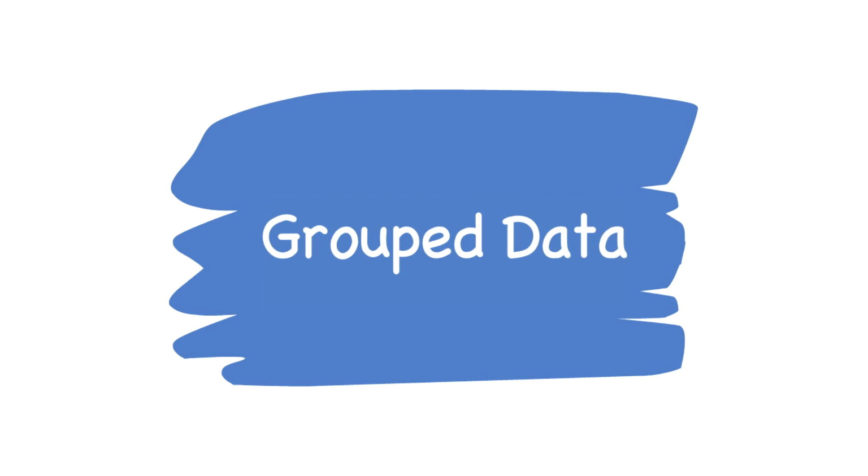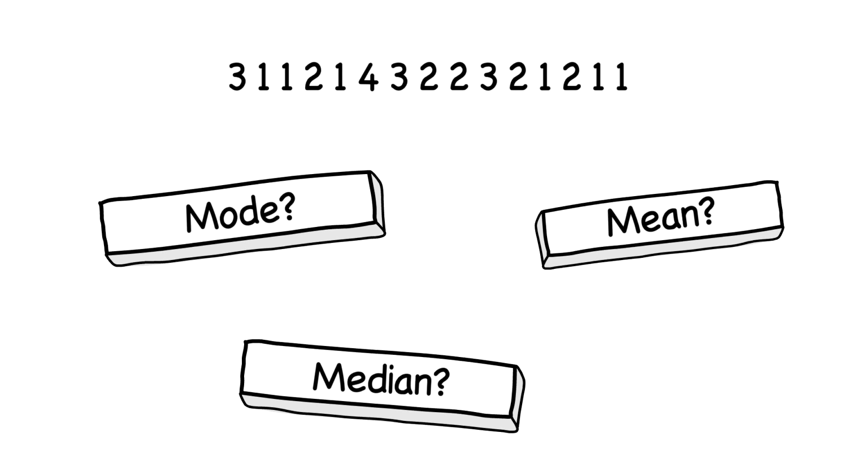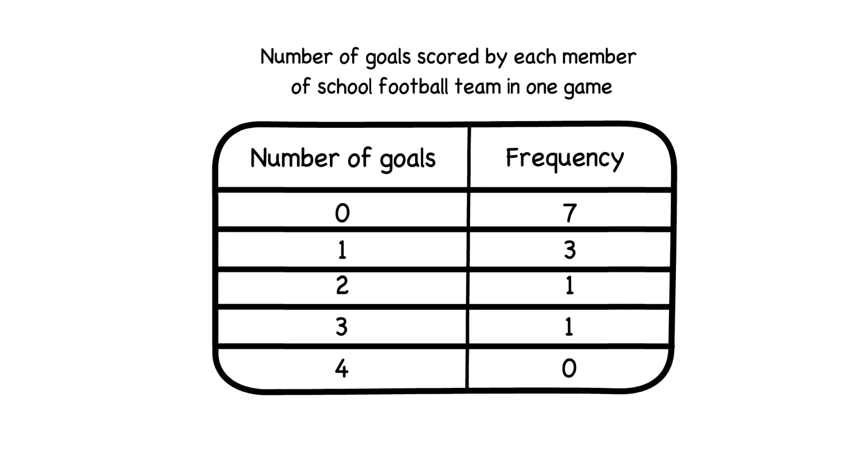Today we're going to be looking at grouped data. When we first learn how to calculate the mean, the mode and the median, we're often given a string of numbers like the ones here. But what if you were given a grouped table of data with frequencies instead of the actual data itself?